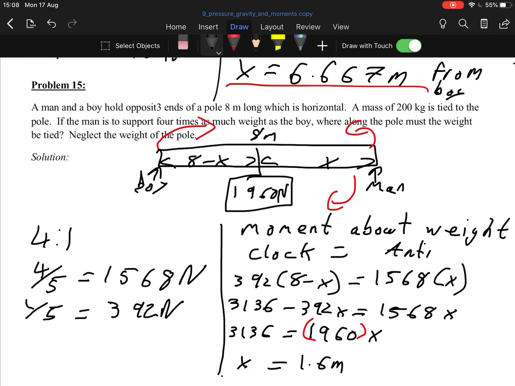x equals 1.6 meters. In other words, we position the bag 1.6 meters from the man and 6.4 meters from the boy. That's it. Done. That's all you ever do. You have the pole, you divide it in distance into x, pick a point to rotate about, and away you go. The last thing there I'm going to fire through.